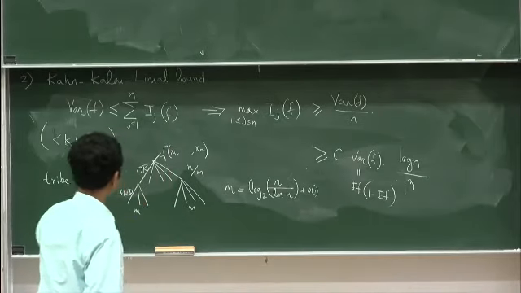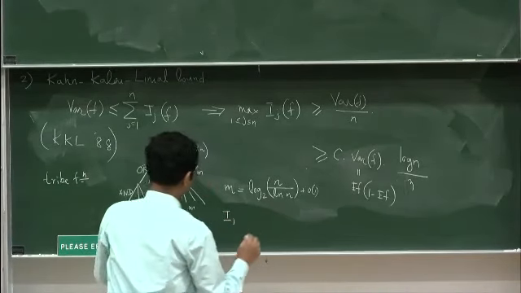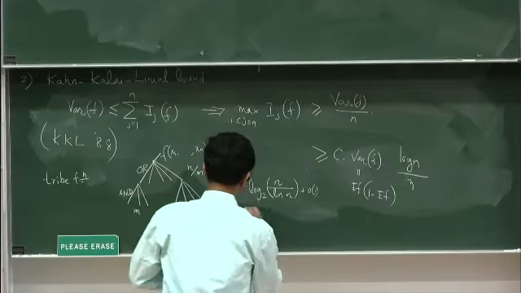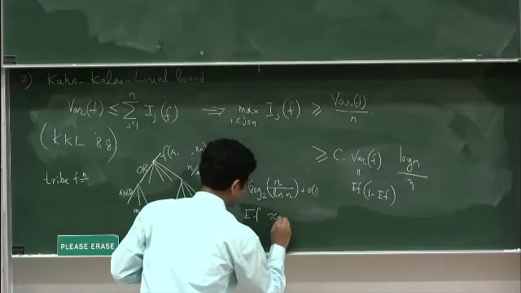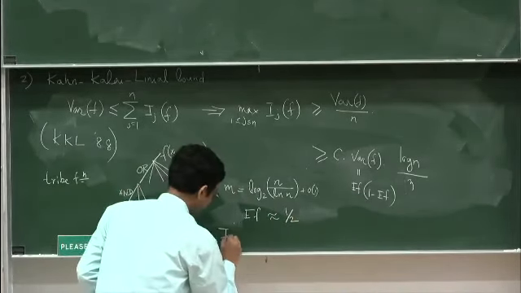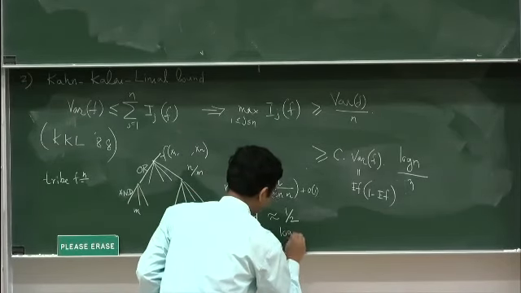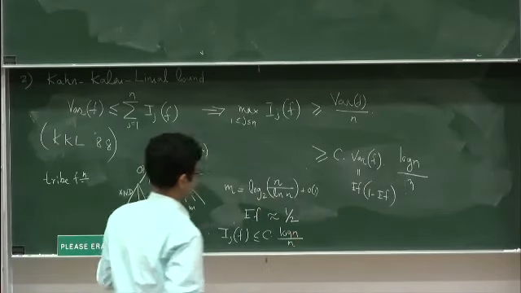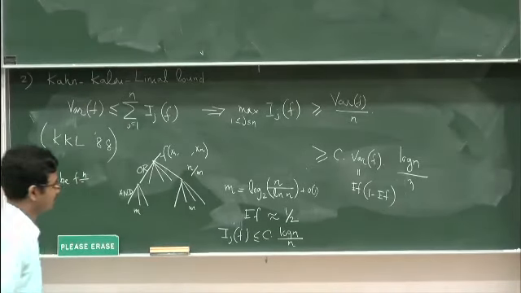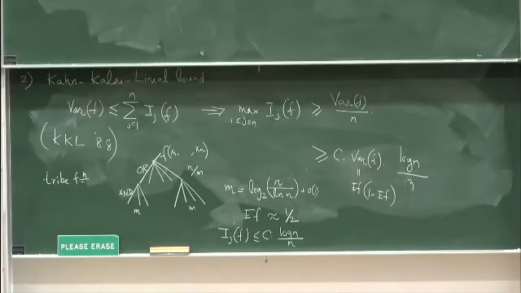So in this example, one can show that the expectation of f is roughly equal to half, and each influence is bounded by some constant times log n over n. So it shows that the dependence on n here is tight. One cannot do better.